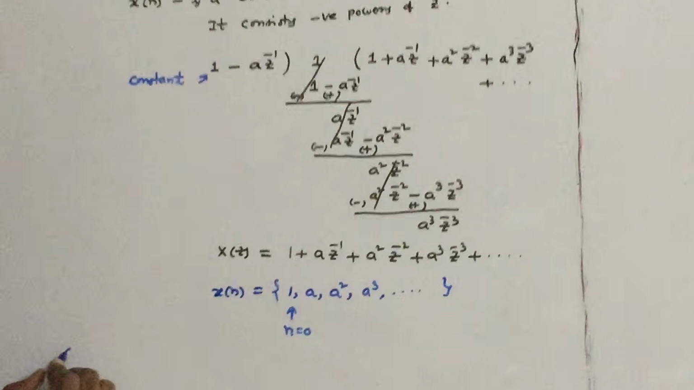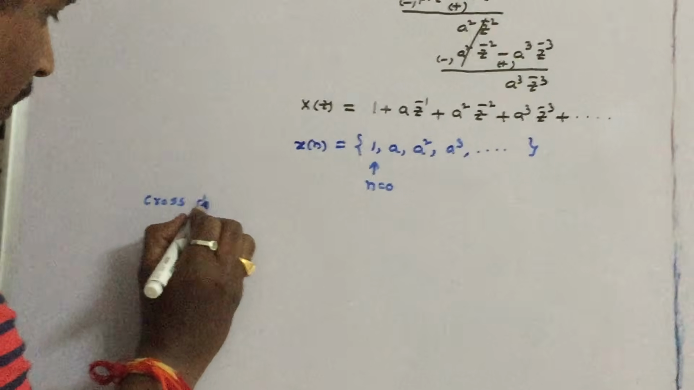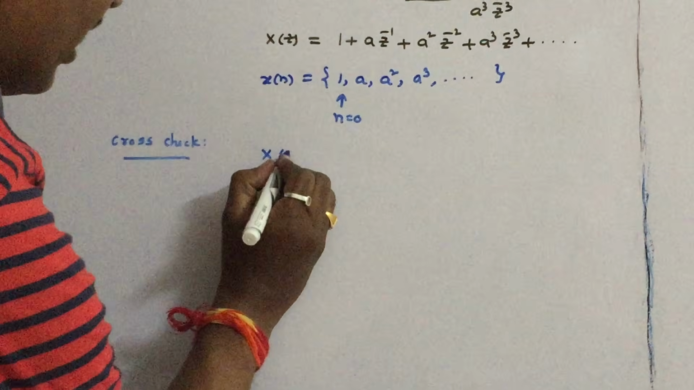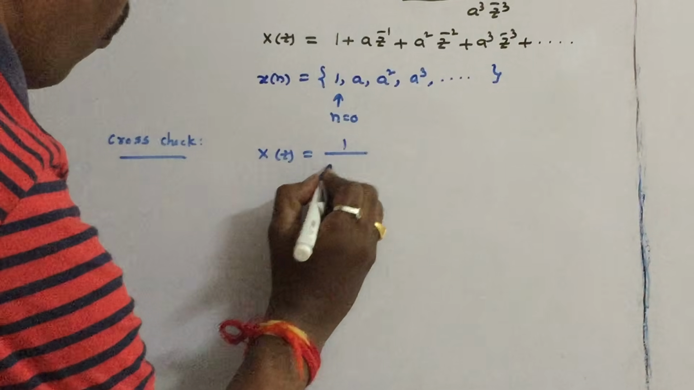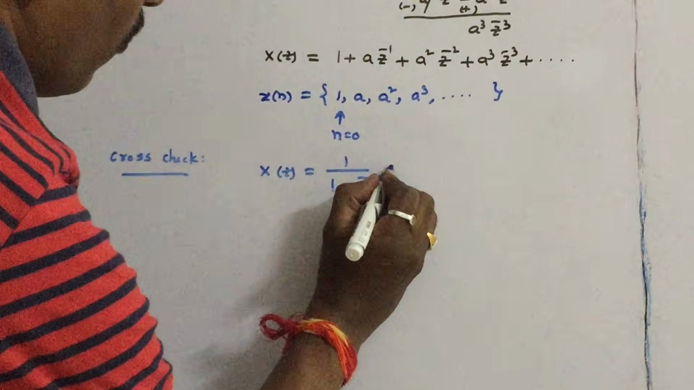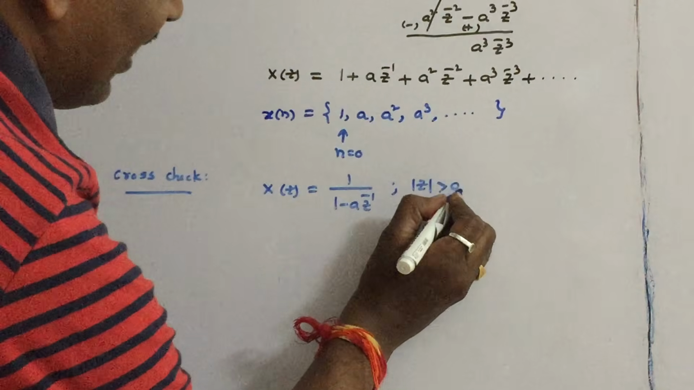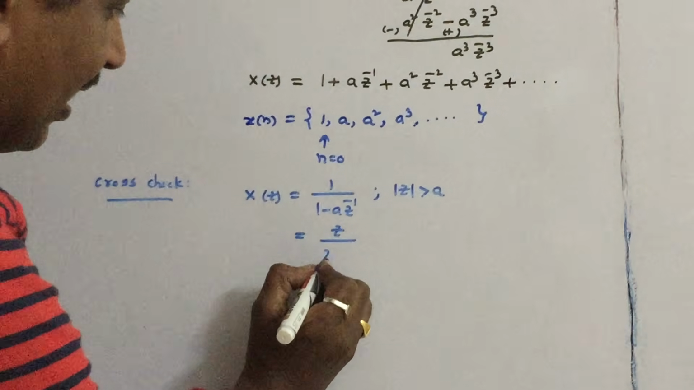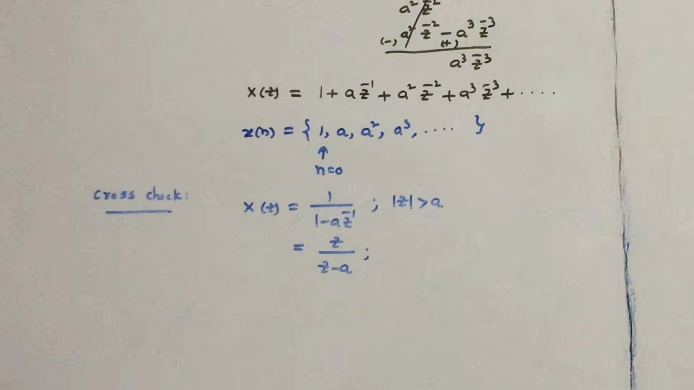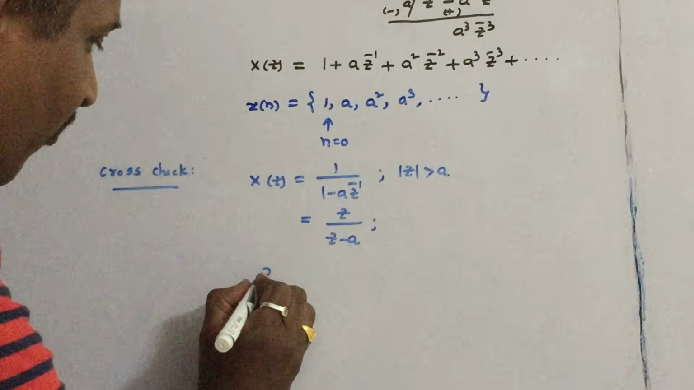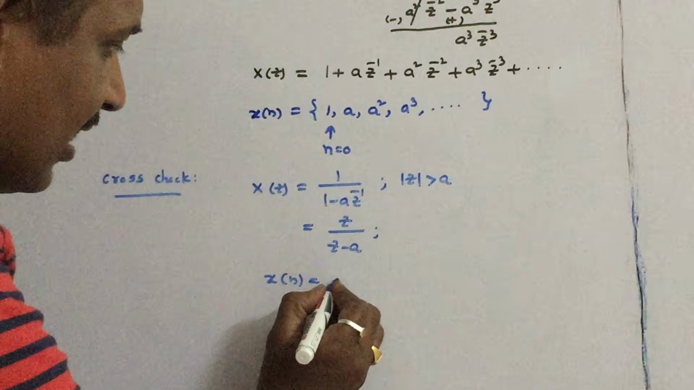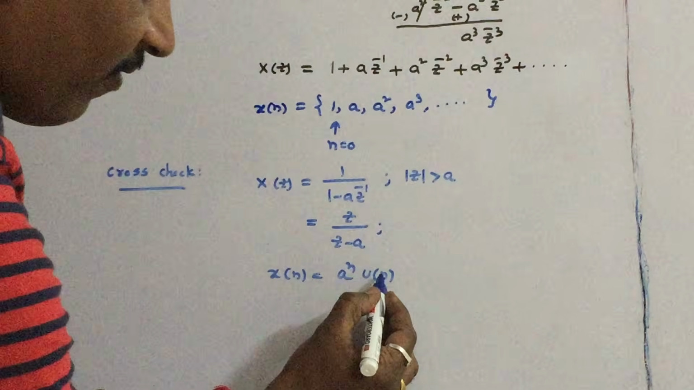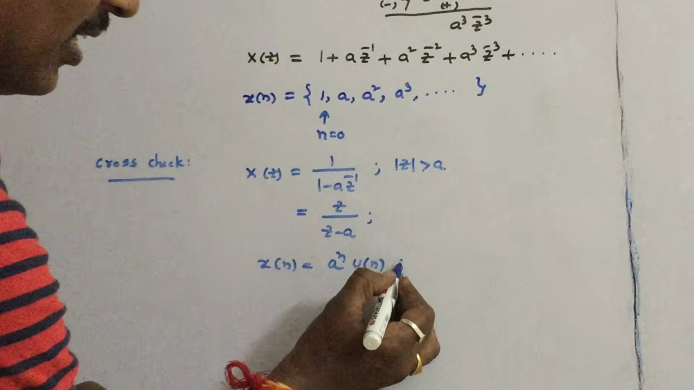Let us cross-check the same answer because it is a standard signal. What is given? X of z is given as 1 by 1 minus a z inverse. The region of convergence is a circle outside. Let us rearrange the terms: z by z minus a. So you can easily say what x of n is. This is a standard signal: x of n is equal to a power n into u of n. That means this sequence starts from n equal to 0 towards the right side.